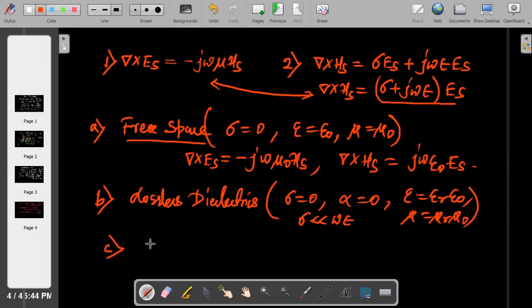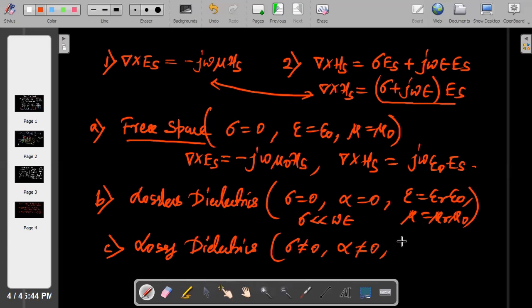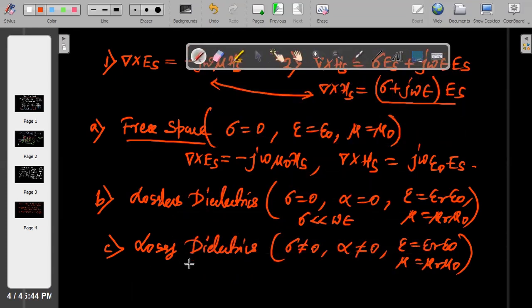Third one is lossy dielectric. Now you see, lossy means sigma not equal to 0, alpha also not equal to 0. Why? Because attenuation is there, and your epsilon will be epsilon r into epsilon naught. Your mu will be mu r into mu naught. Very slowly I am teaching. Okay, if you have any confusion, you can ask any time.